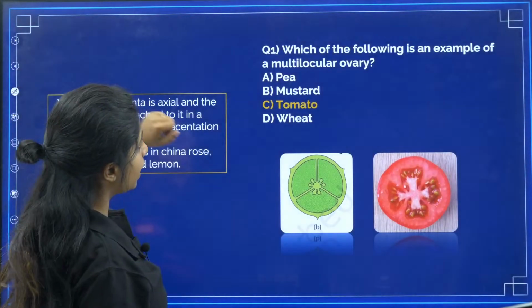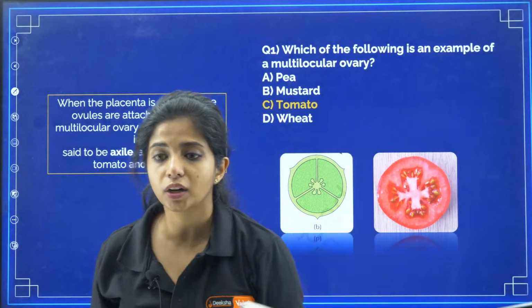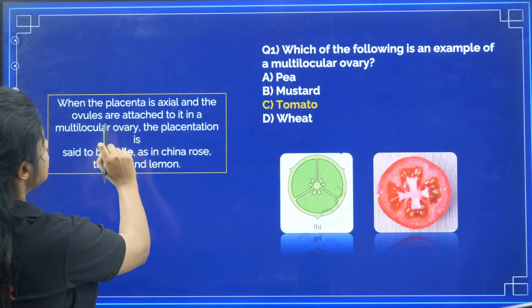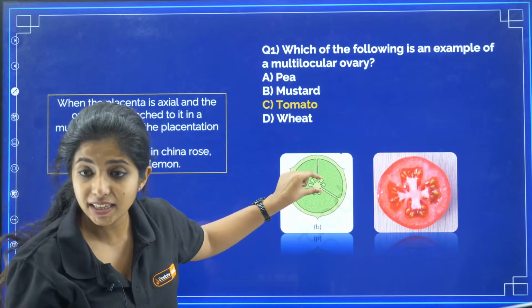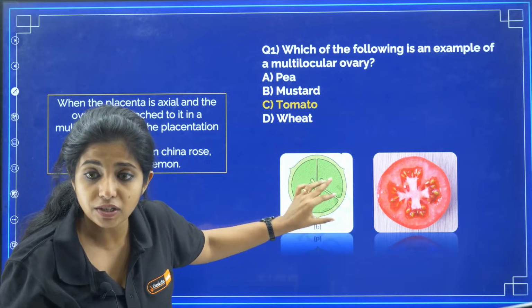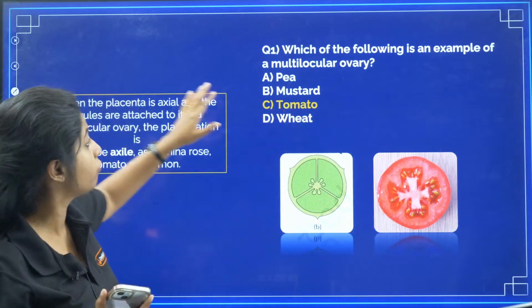Now, which of the following is an example of multilocular ovary, my dear children? Multiple locules. Where do you find it? You find it in tomato. This is the example. So when the placenta is axial, this is axial placentation, my dear children, where you have this like this and stripes like this. Here you will be finding multilocular ovary. This is found in tomato.